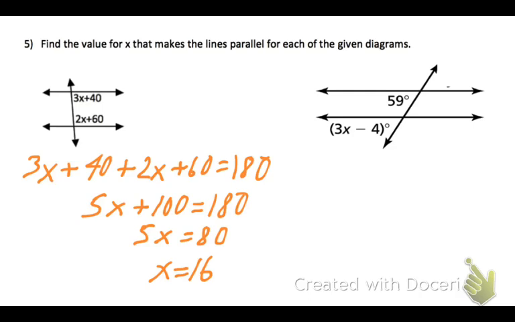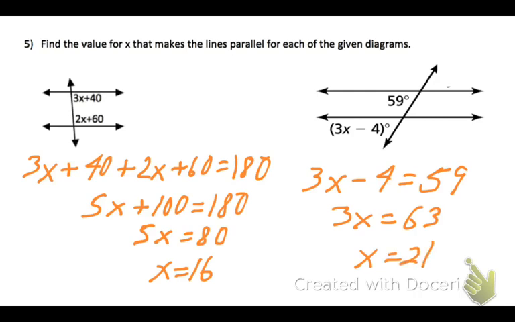In the second part of number 5, 3x minus 4 and 59 degrees are corresponding angles, so they're congruent. So if I add 4 to both sides and divide by 3, x is 21.